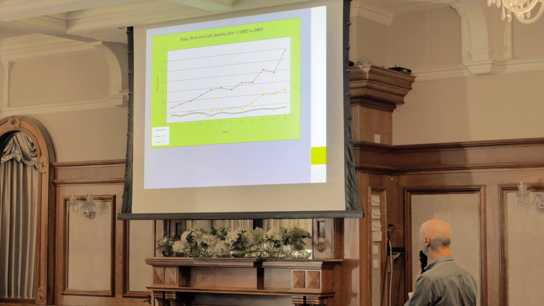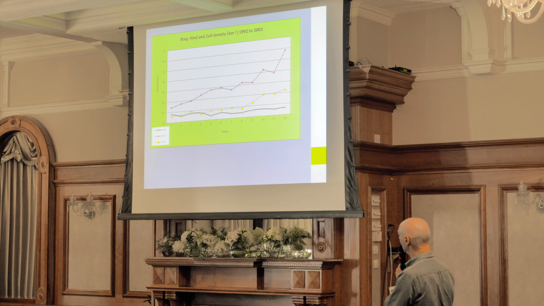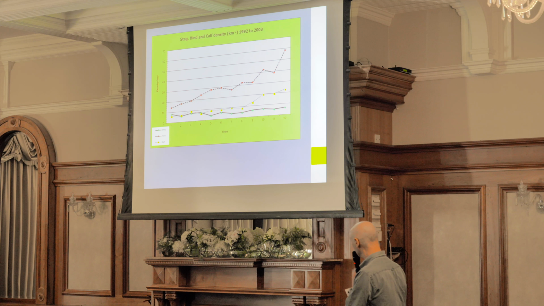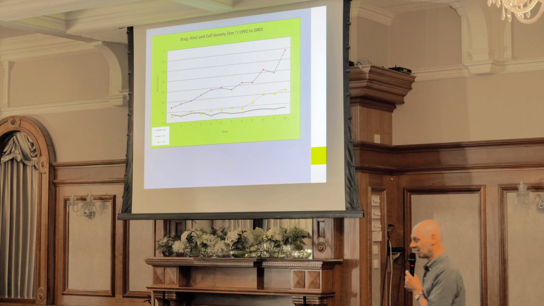The bottom line, the green line, is actually the density of stags. And they stayed pretty much the same for the whole 12 years. In actual fact, they started to decline slightly, probably as a result of increasing hind density. But this is just to show you how changes within a population can occur.